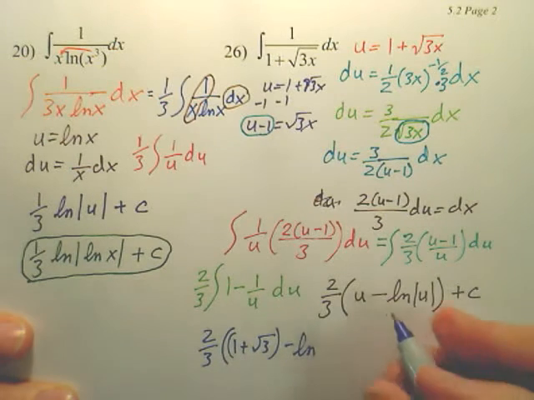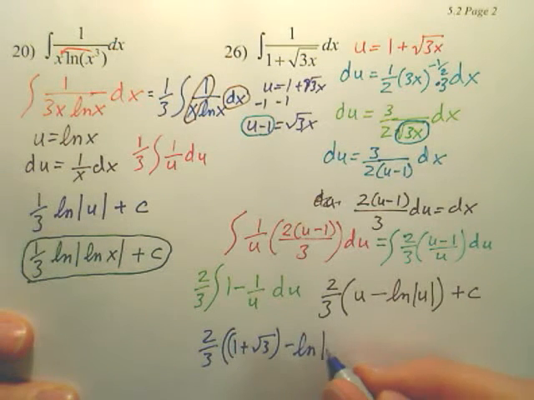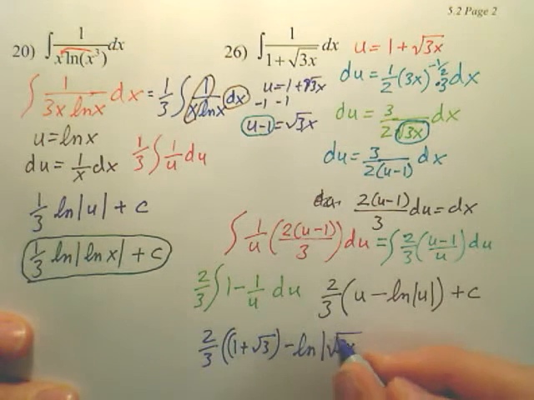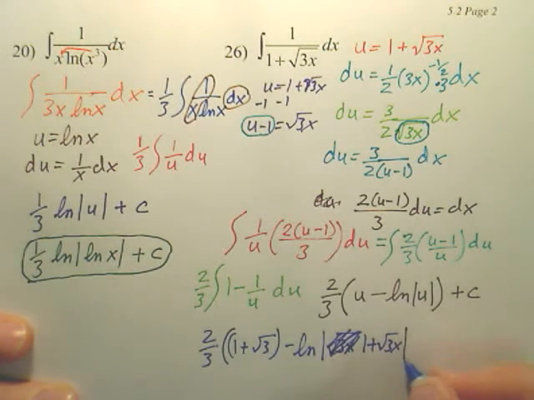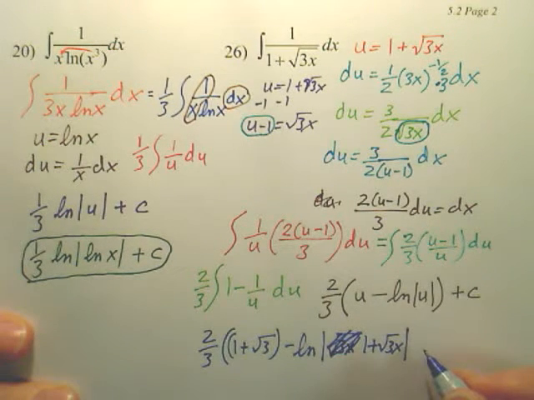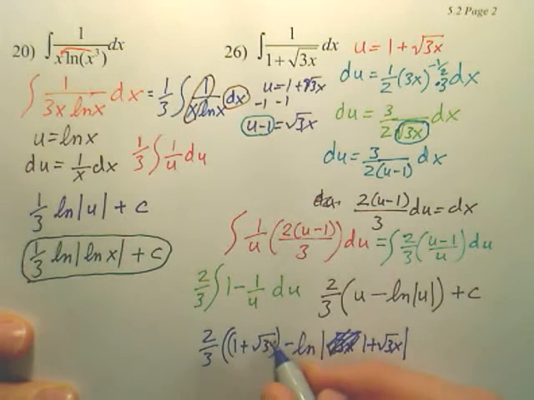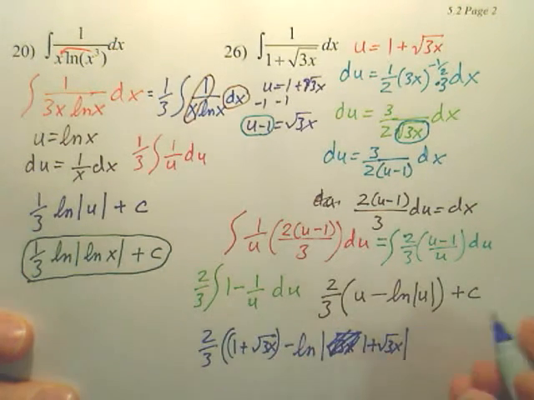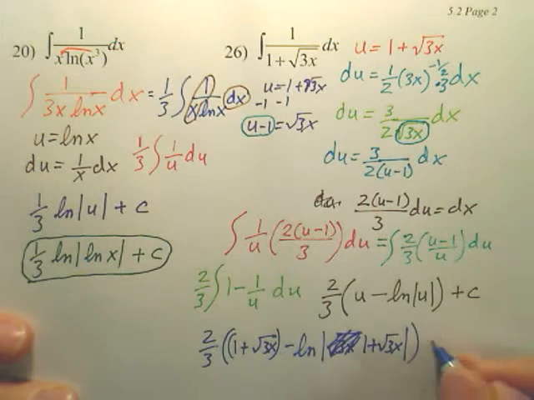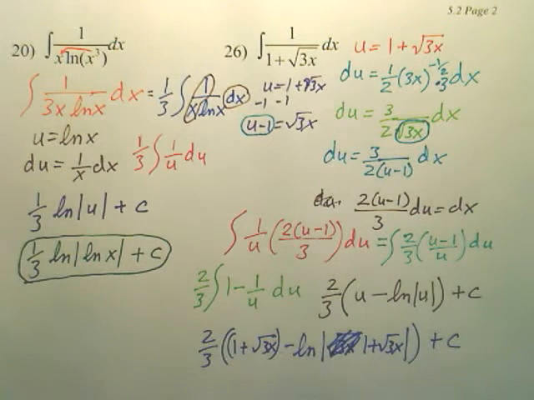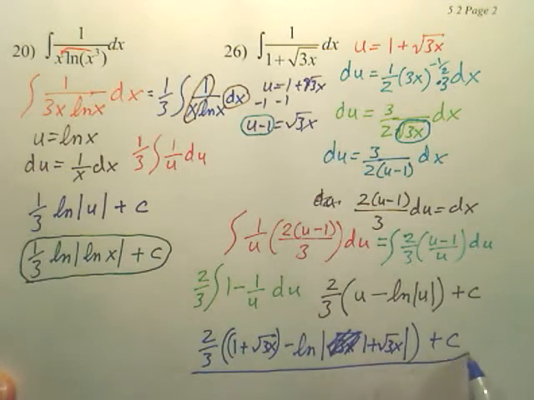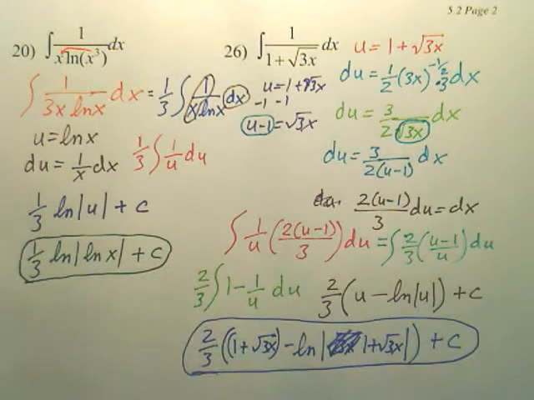minus ln of the absolute value of 1 plus the square root of 3x. Oops, it's 1 plus square root of 3x. 3x, thank you. There's a 3x right there. And that would all be plus c. And if you really wanted to mess with all that, you could, but that's a good enough answer, even though it has a big, nice squiggle in the middle of it all. That would be a good enough answer.